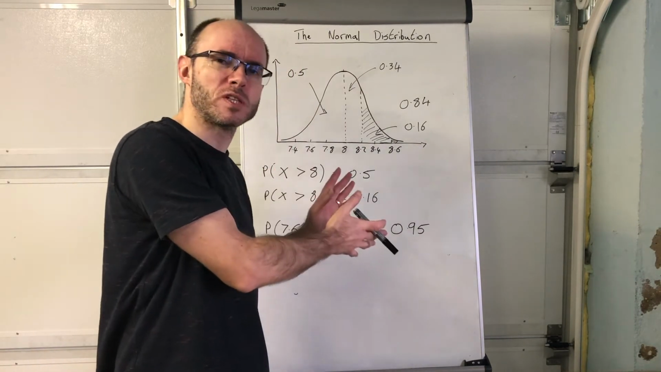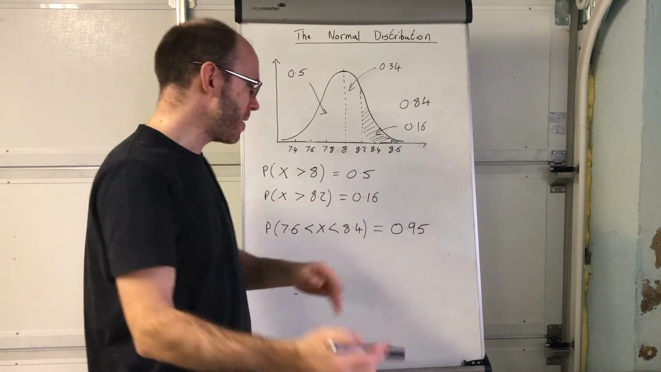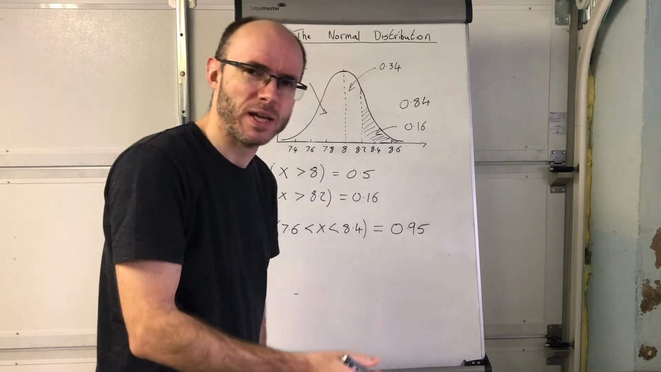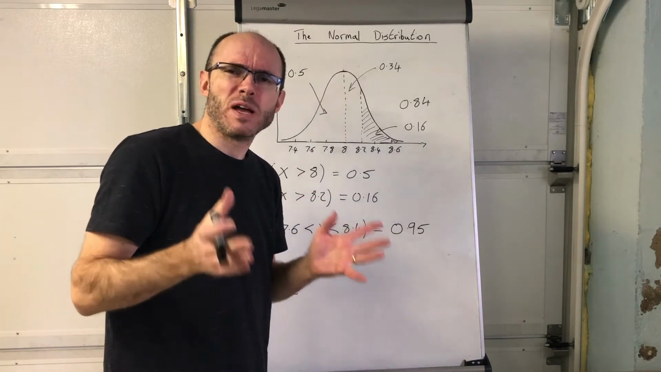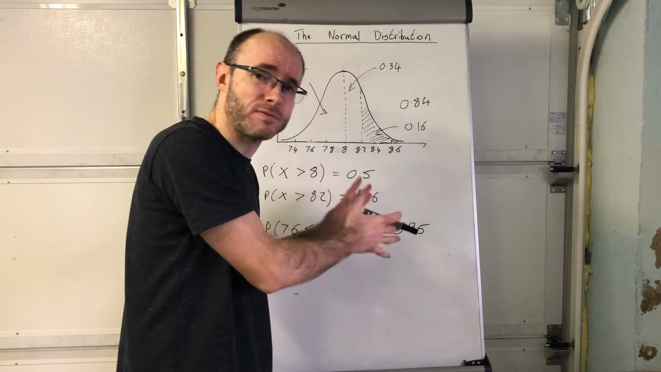This was a normal distribution using X to represent a continuous random variable, and we looked at the probability of X being greater than 8, greater than 8.2 and so on. Now, what is Z about? Well, this is one particular case for a set of data.